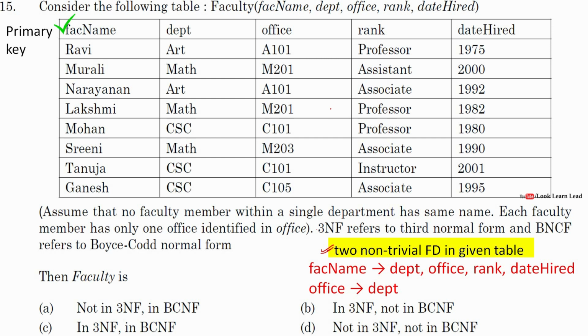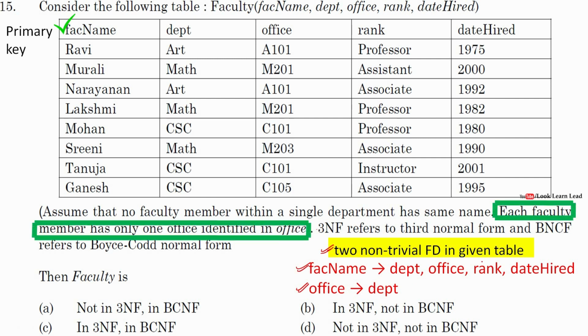You can go through some notes on how to find non-trivial functional dependencies in a given table, so I will be giving them to you directly. Faculty name determines department, office, rank and date head. This is the first non-trivial functional dependency, and the second is office determines department. These are the two non-trivial functional dependencies given in the table. Now read this line: each faculty member has only one office identified in office.